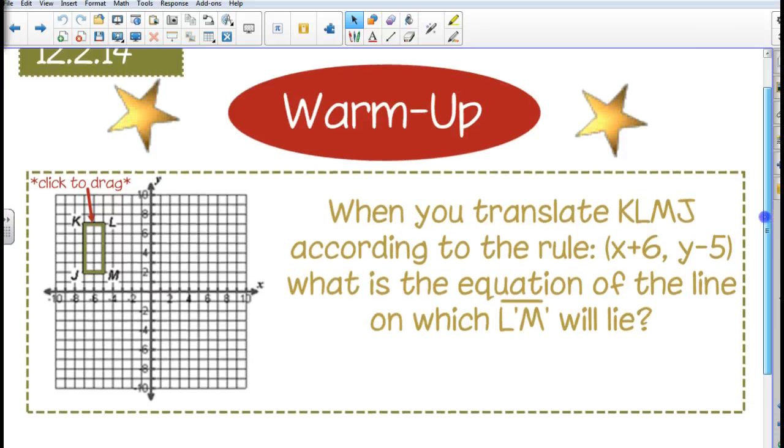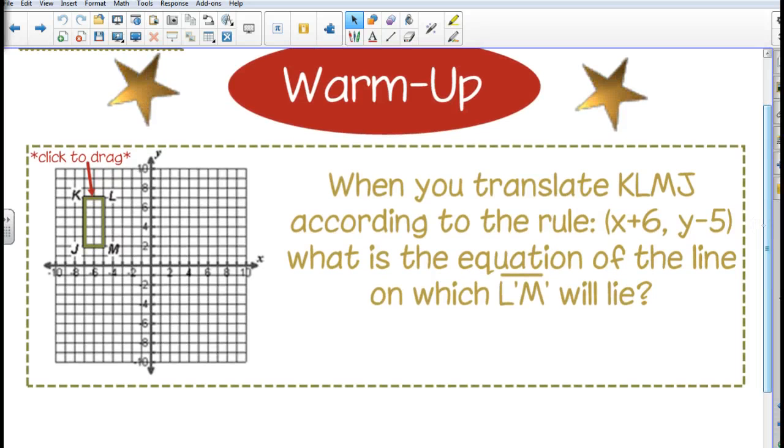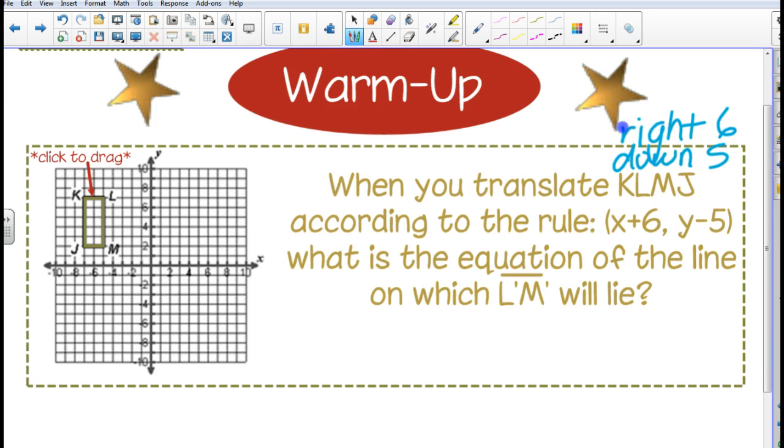So if we are going x plus 6, y minus 5, Jose, you weren't here yesterday. Alondra, where are we going if we're going x plus 6, y minus 5? We are going right 6, very good. And where else? Down 5. So we are going right 6 and we're going down 5.